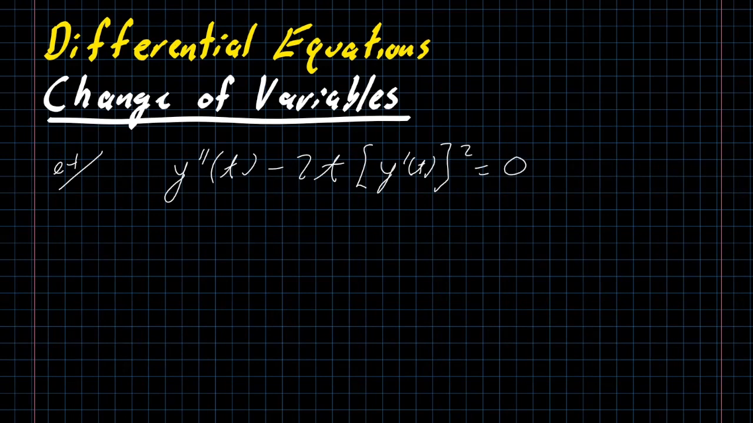Here I have the differential equation y double prime of t minus 2t times y prime of t squared equals 0. This is a second order nonlinear differential equation. Having just said that I wasn't going to focus on why I might make a substitution, I will point that out in this one. Although again, spotting this is not necessarily the idea. Being able to work with it once you are shown what could work is the idea.